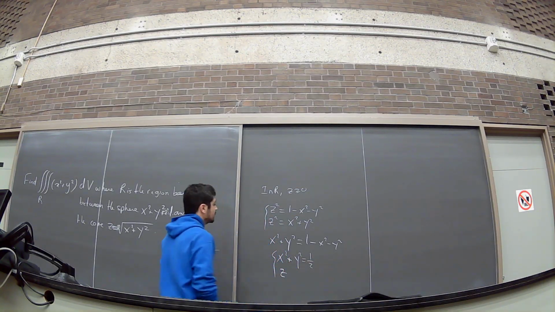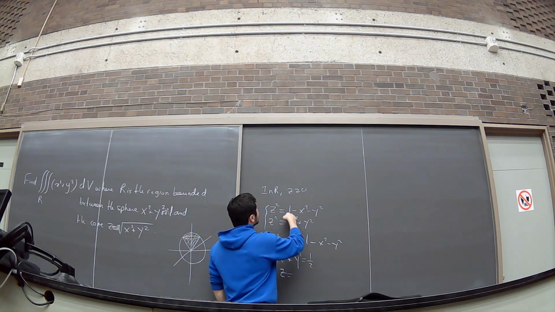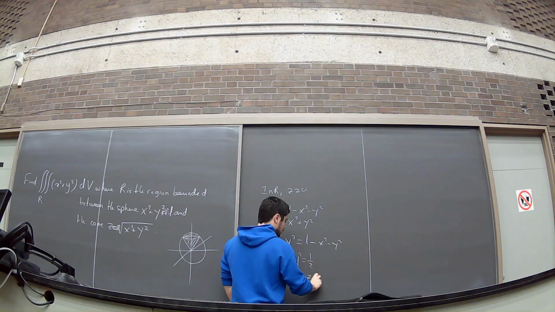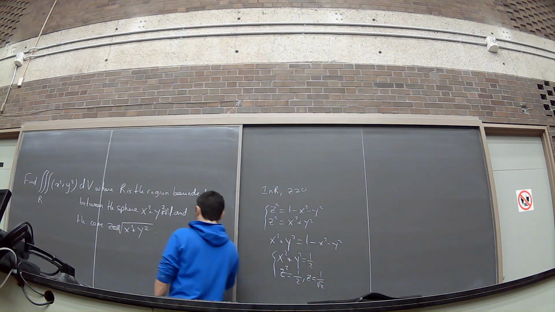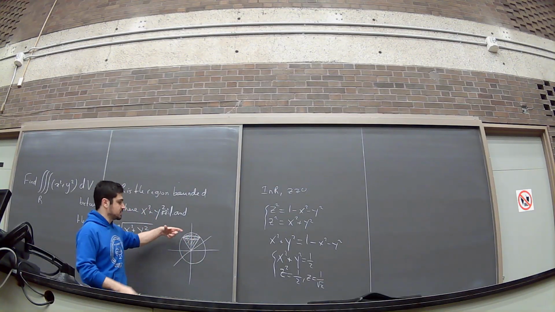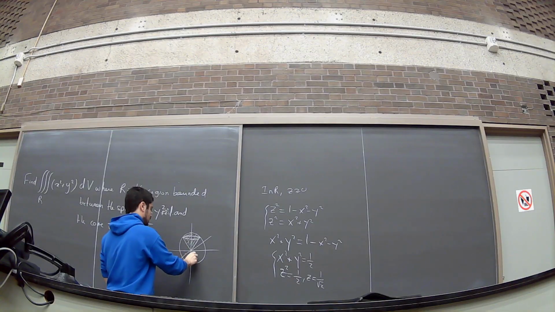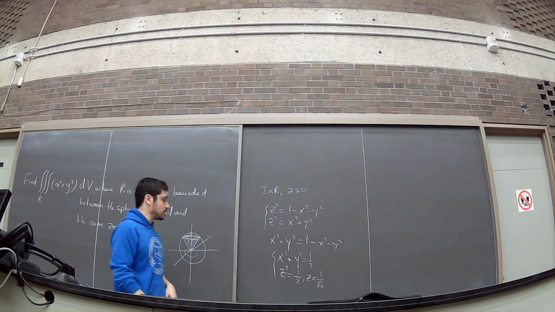And what is the value of z? Z squared is 1 minus 1/2. So z is equal to 1 over root 2. Okay, so this is the curve of intersection here. Now when I project this curve of intersection onto the xy plane, I get a circle in the xy plane. The circle x squared plus y squared is equal to 1/2.